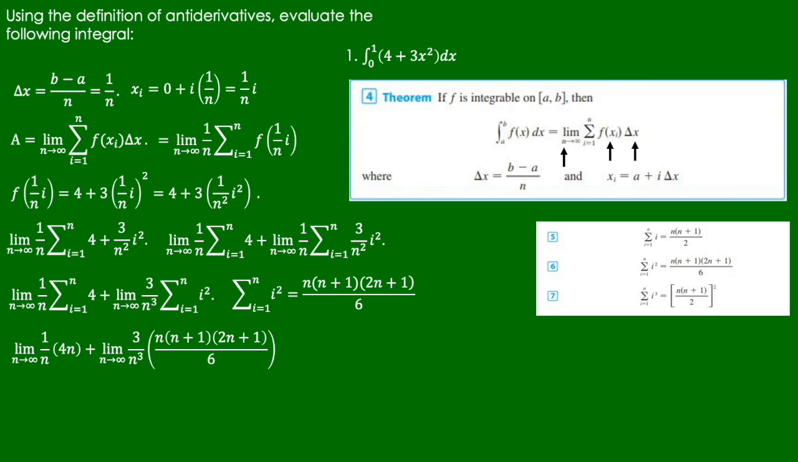Now, you have to notice some properties about multiplication. There's n cubed on the bottom, and then n times n plus 1 times 2n plus 1. So essentially, those three n's divide everything that's being multiplied on the top.